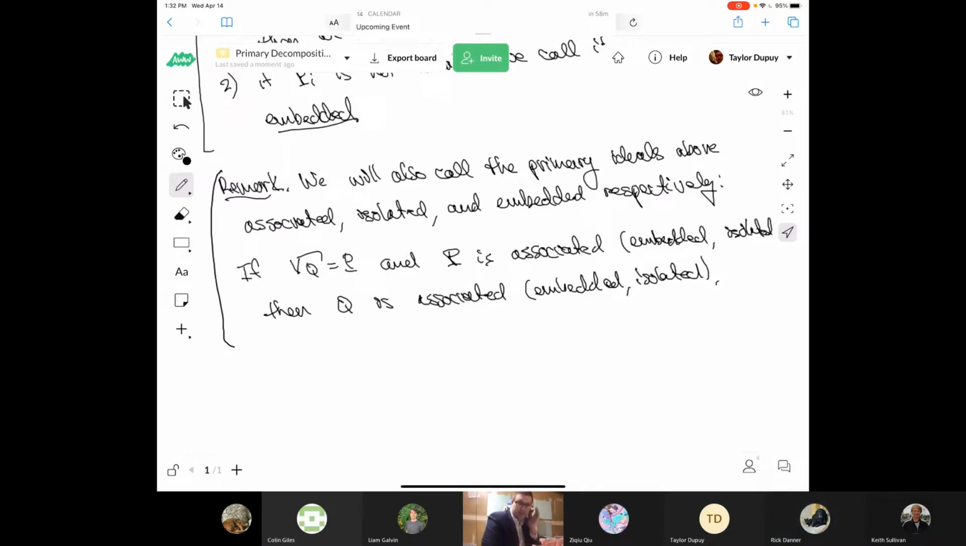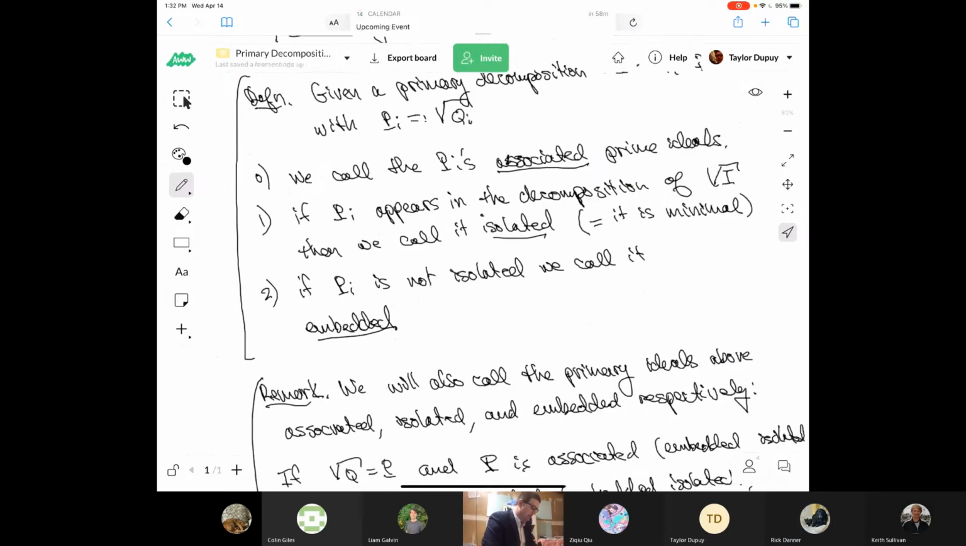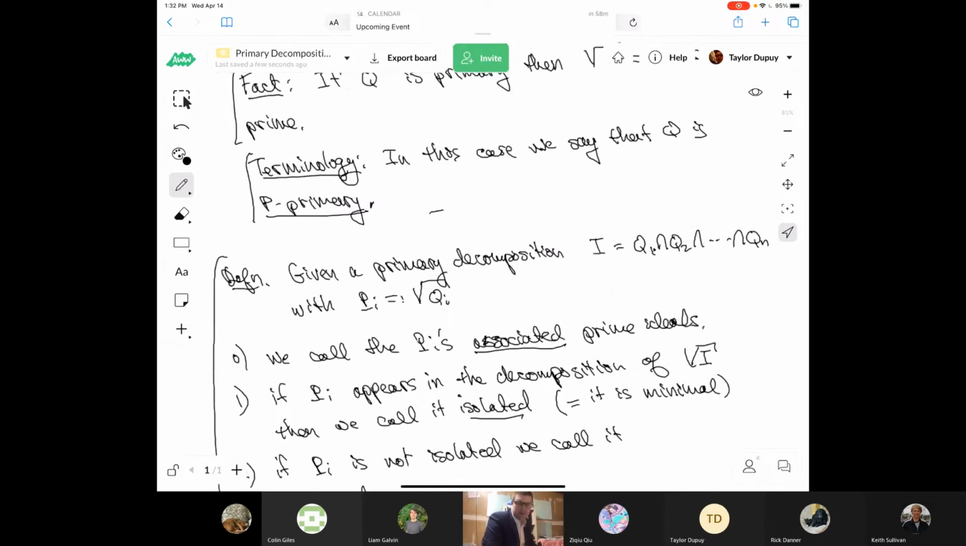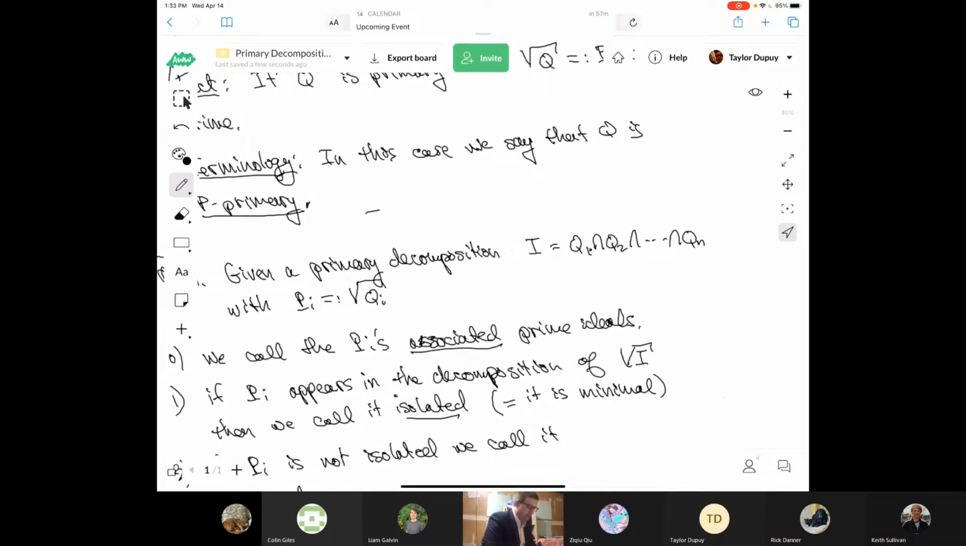So this is all with respect to an ideal, right? The associated primes are the ones that appear in the primary decomposition, the ones whose radicals, the prime ideals that are the radical of a primary ideal appearing in a primary decomposition. Okay, is that clear? Yes. Okay, cool.